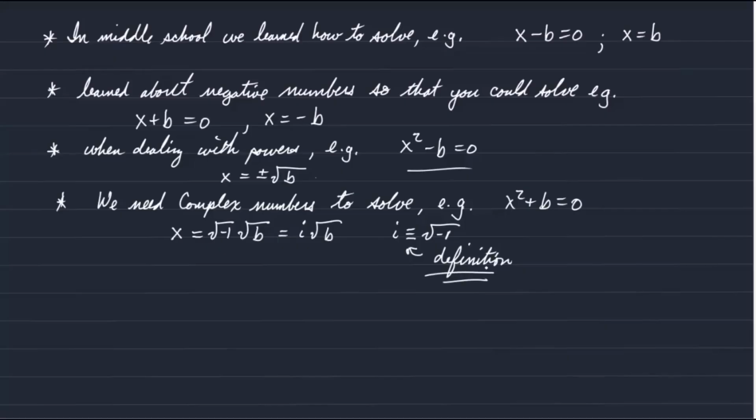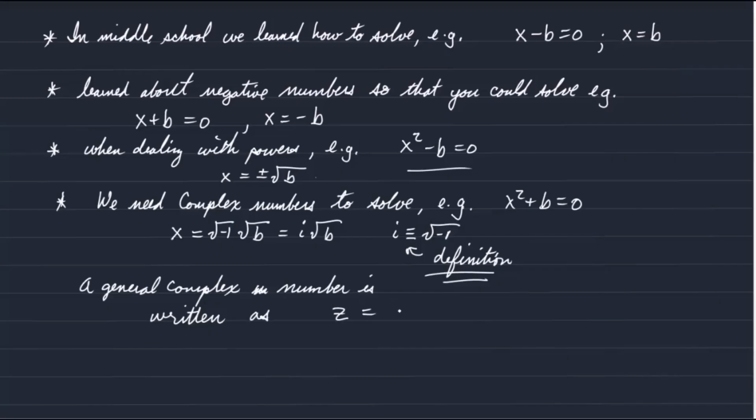Okay, so this is sort of a build-up to the different types of numbers we use. Again, numbers on the positive axis, the negative axis, and finally numbers on the complex plane. So a general complex number is written as, for example, z is equal to x plus iy.